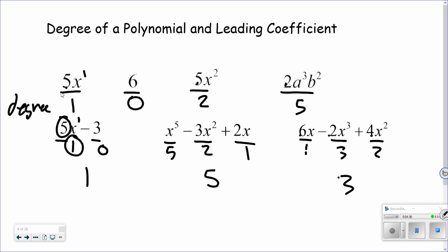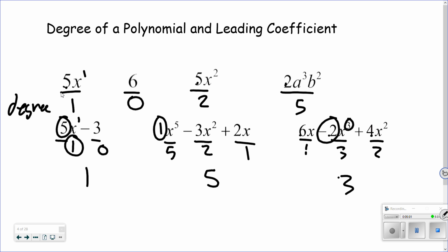On this one, x to the fifth is again the highest power. So if there's nothing in front of it, it's a 1. That would be my leading coefficient. This last one, you've got to be careful. The 6 comes first, but the one with the highest power is the x cubed, and the minus goes with it. So the -2 we would consider to be the leading coefficient. It's the number in front of the variable with the highest power, which was a cube right there.